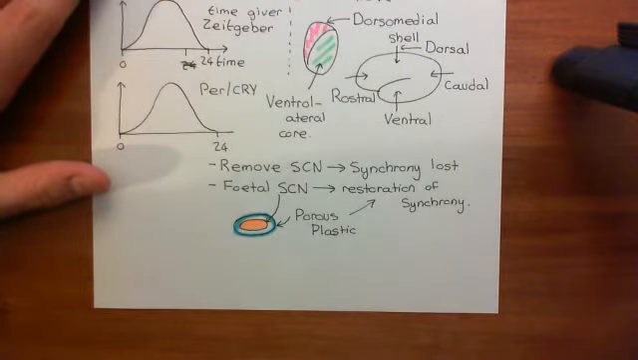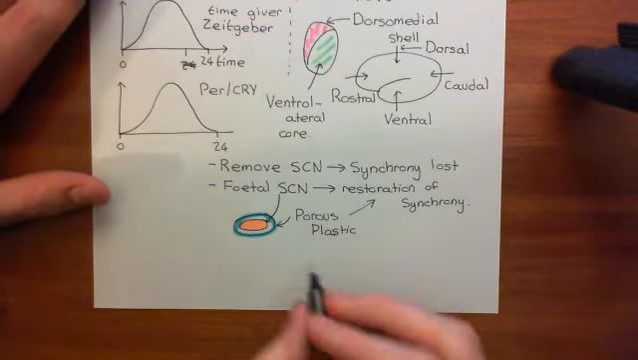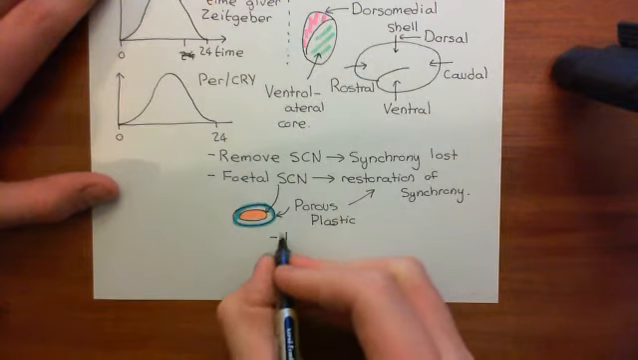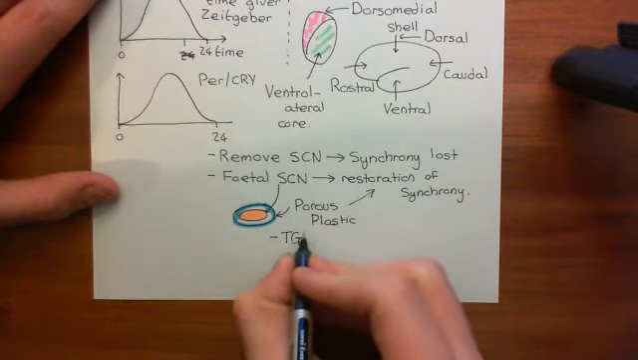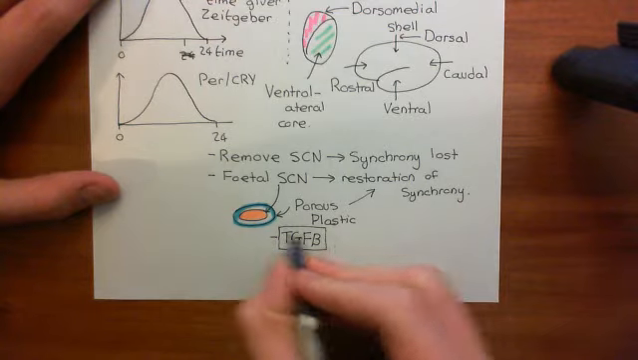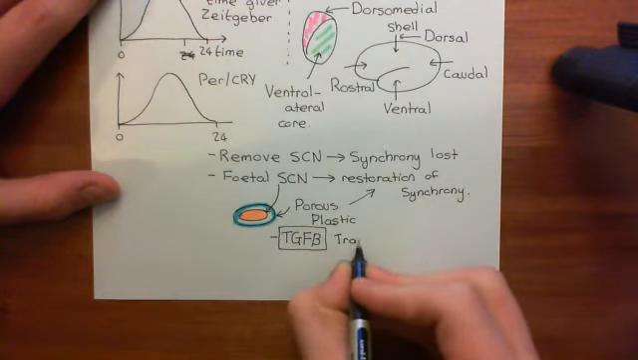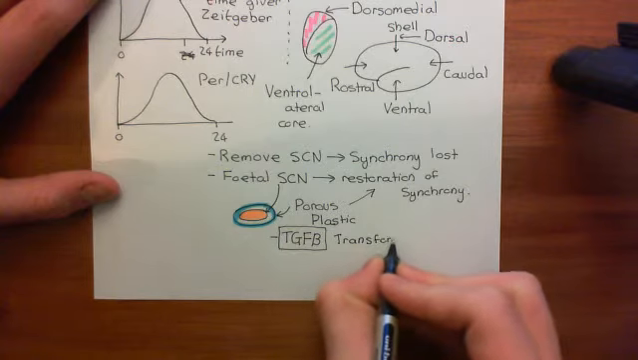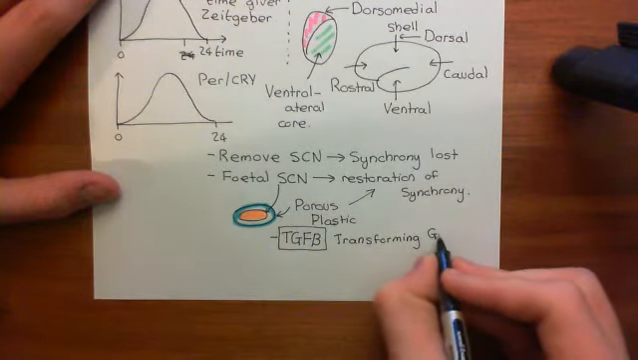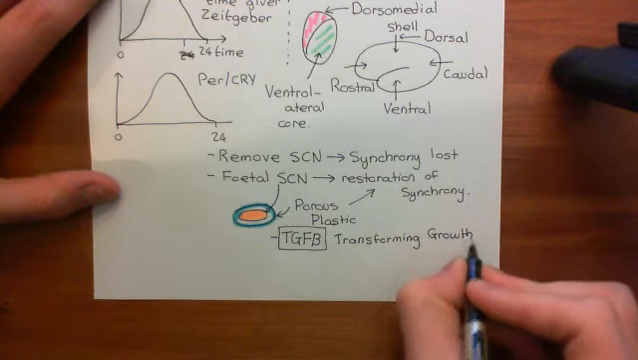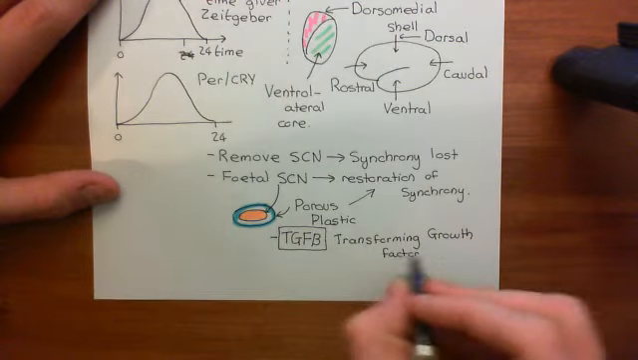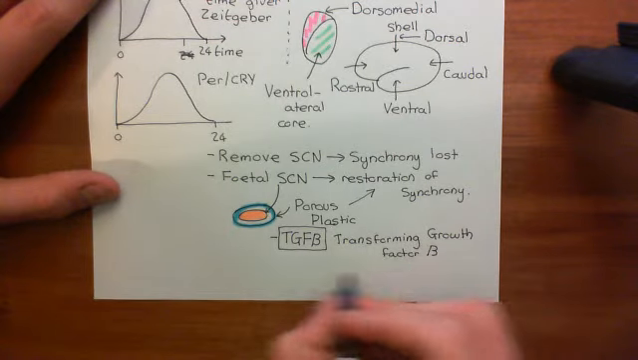There are three main candidates that we have, however, which are released by the suprachiasmatic nuclei. The first is TGF-beta, standing for transforming growth factor beta. So here it is. This is a protein which the suprachiasmatic nuclei neurons do produce, and it stands as a candidate for the molecule that tells all the other cells of the body what time it is.